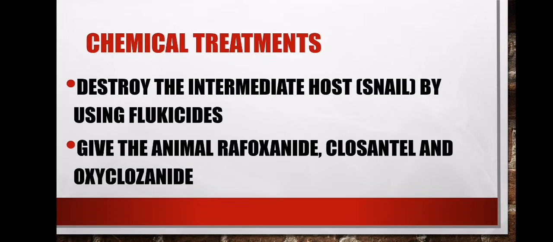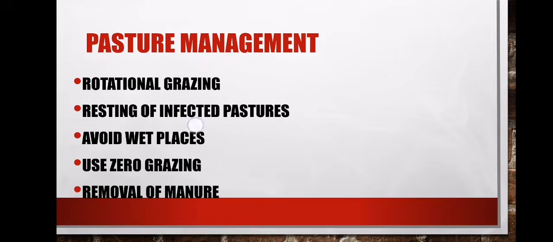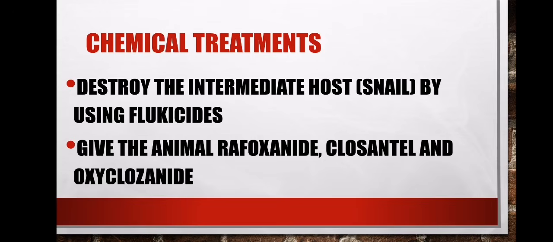Let's look at the treatment. What I want you to understand here, people, is that when we talk about the treatments for liver fluke, we separate them. We say we have chemical treatment, biological control, and we also have pasture management. This is what I want you to do. When you come across a question on treatment of liver fluke, look at the question thoroughly and check whether they want chemical treatment, biological control, or pasture management.